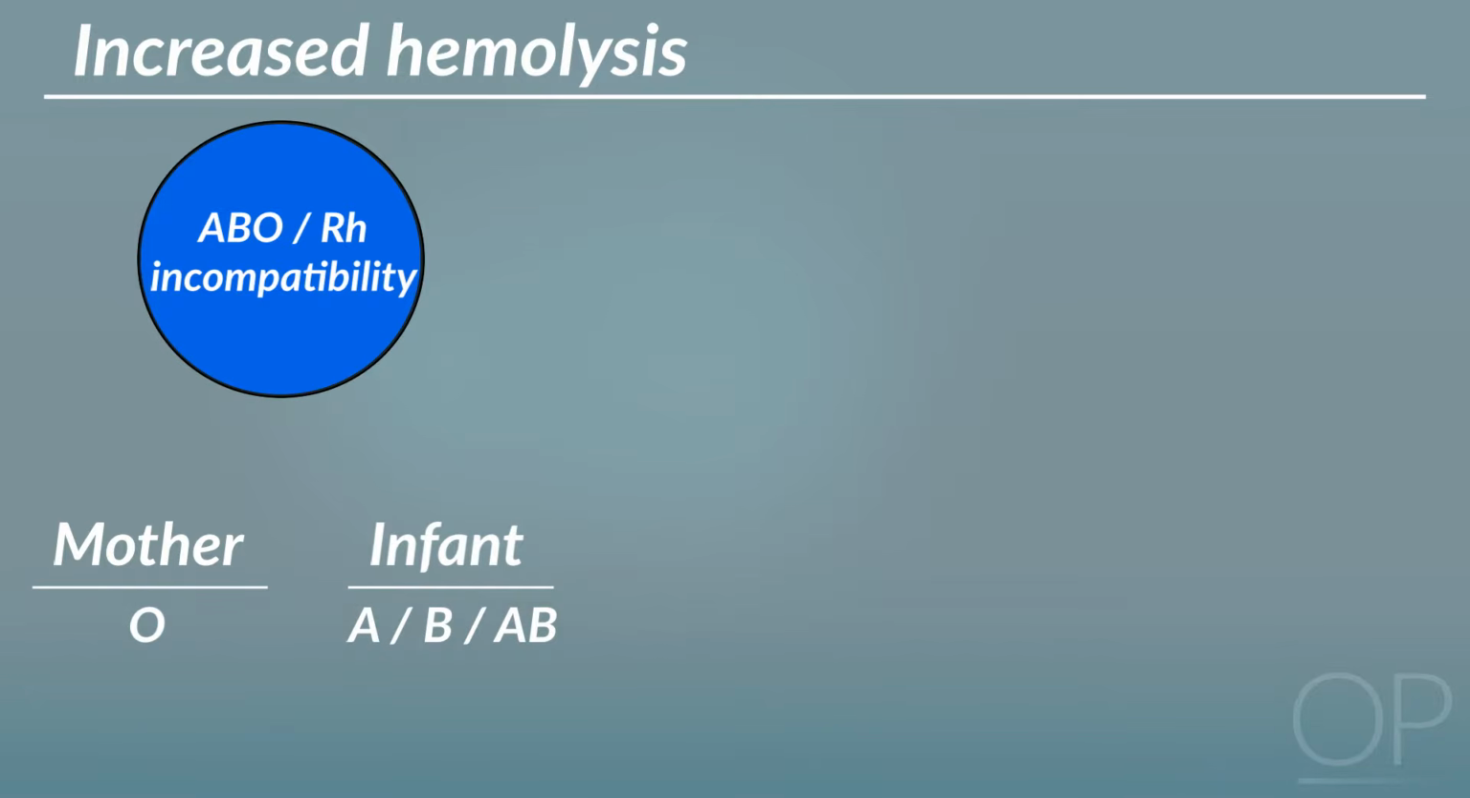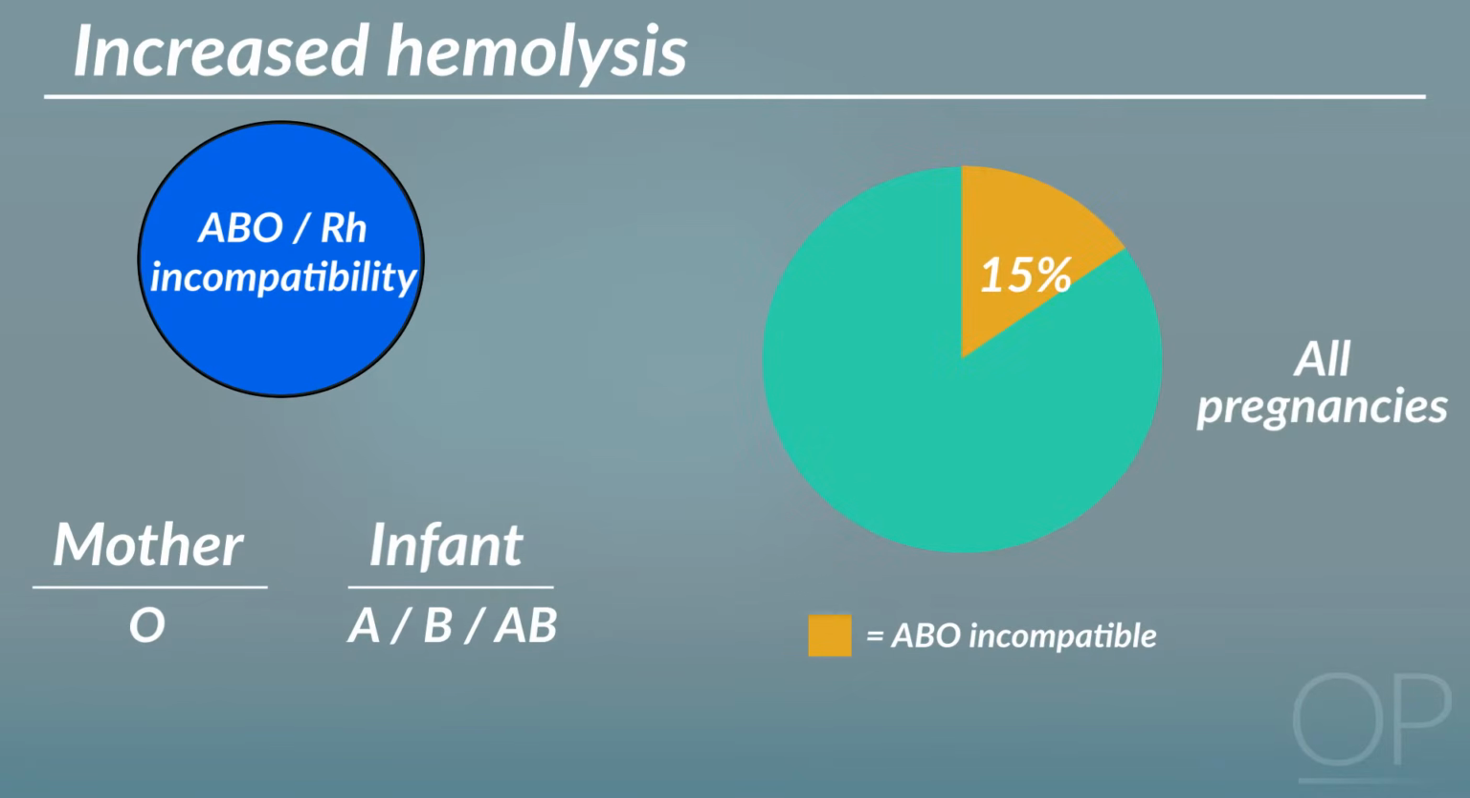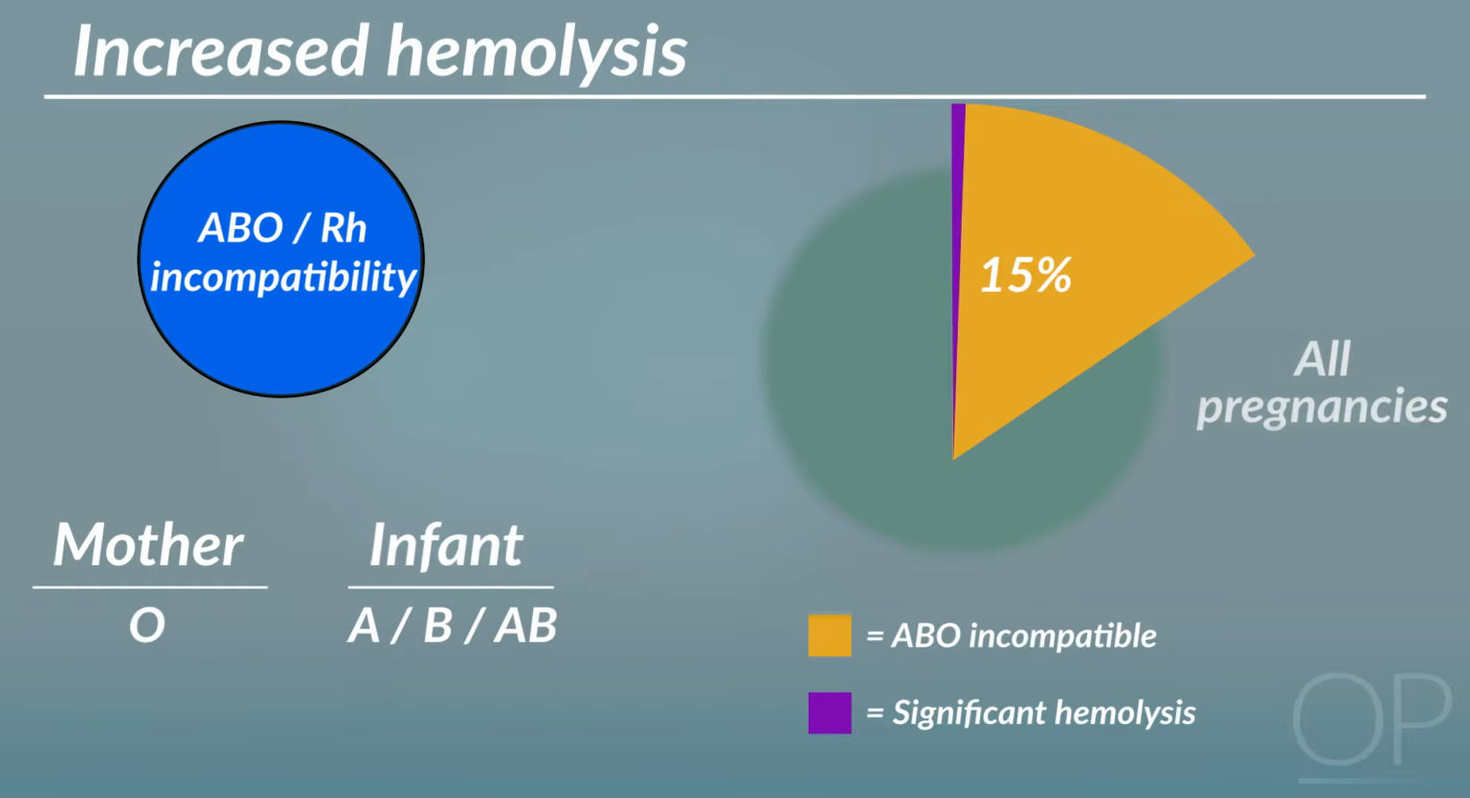It is important to note that ABO incompatibility is present in about 15% of pregnancies, but significant hemolysis only occurs in about 4% of ABO incompatible pregnancies. So most newborns of ABO incompatible pregnancies will not have hyperbilirubinemia.